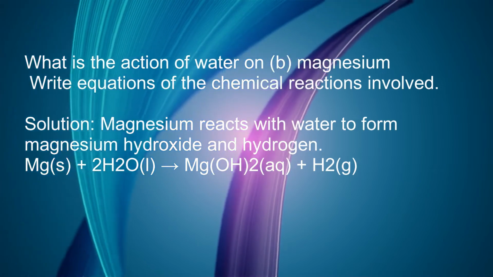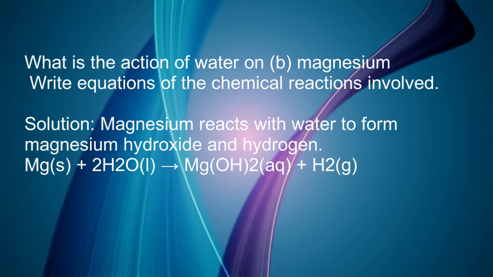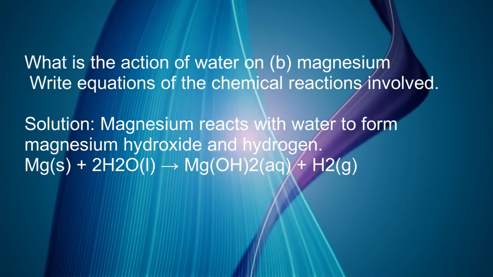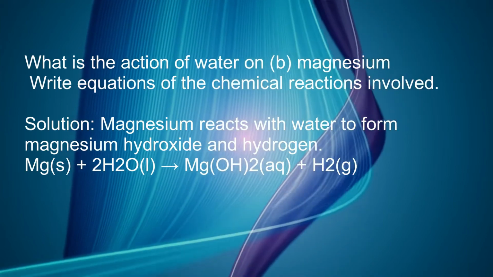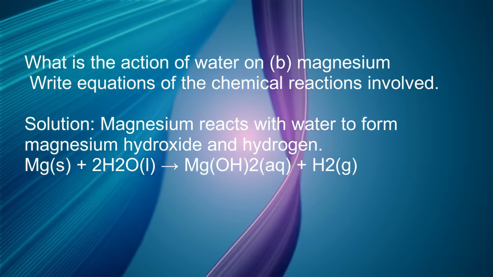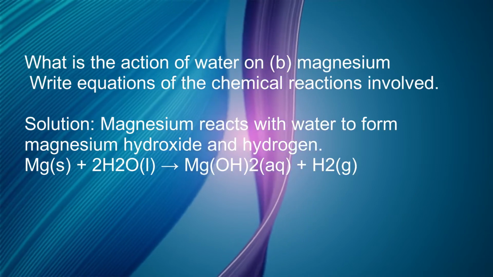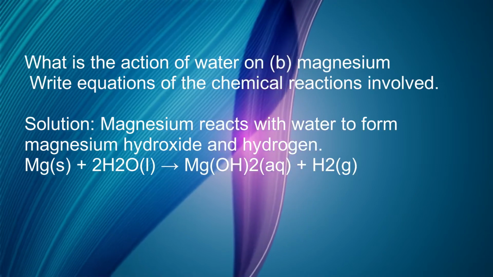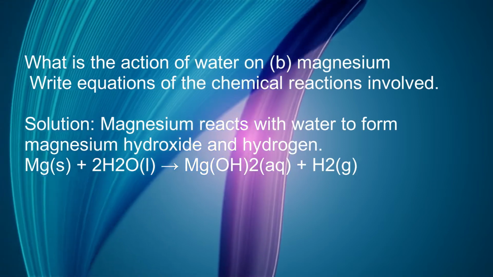Solution: B. Magnesium reacts with water to form magnesium hydroxide and hydrogen. Mg (magnesium, solid) plus 2H2O (water, liquid) gives Mg(OH)2 (magnesium hydroxide, aqueous solution) plus H2 (hydrogen gas).